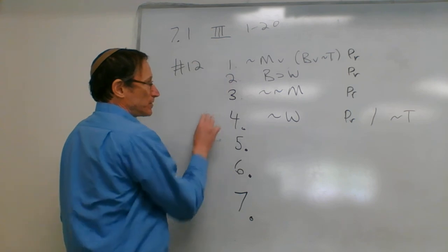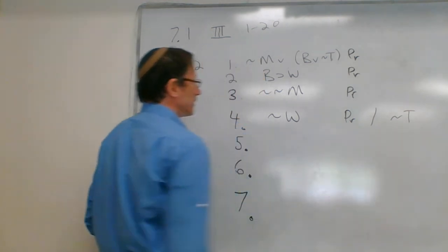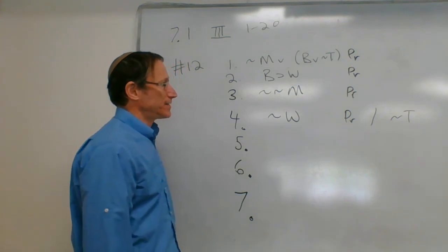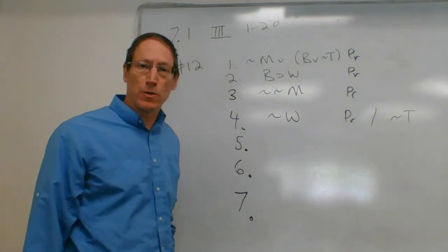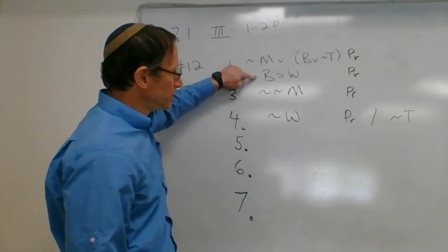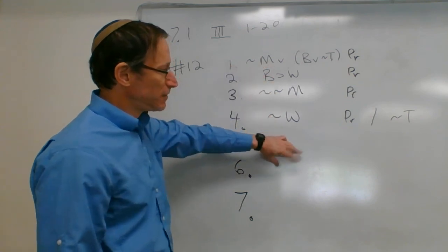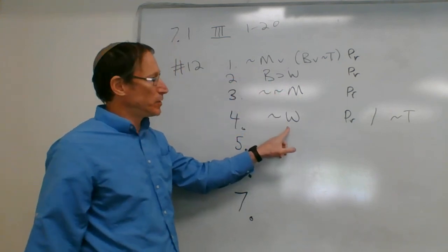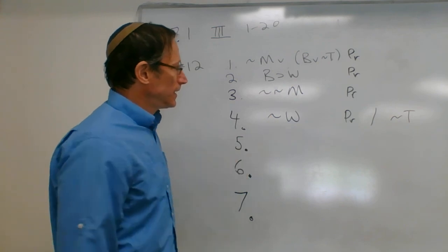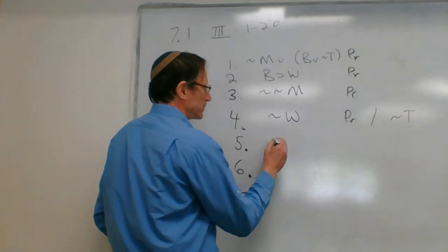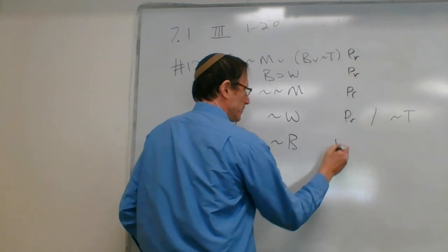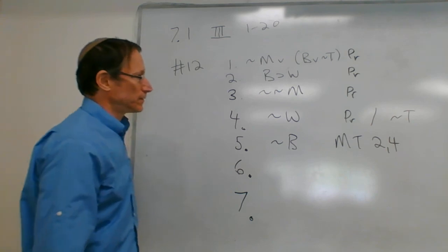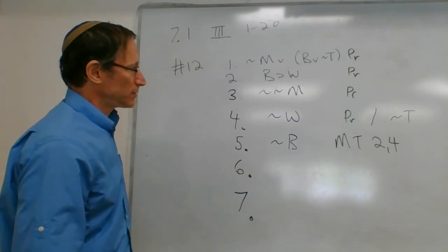Okay, I look at these 4 premises. I'm trying to get to not T. What should I do? What can I do? Well, I don't see any modus ponens because I have a horseshoe here. Do I have B by itself? No. However, I do have not W, so I can do a modus tollens on 2 and 4. Let me go ahead and do that. I'm going to do not B by a modus tollens on 2 and 4. Okay, now what else can I do?